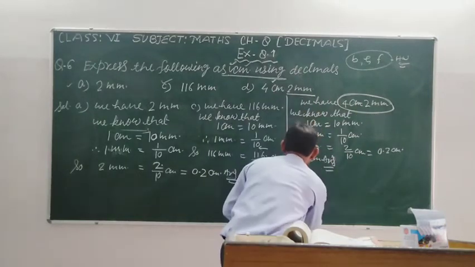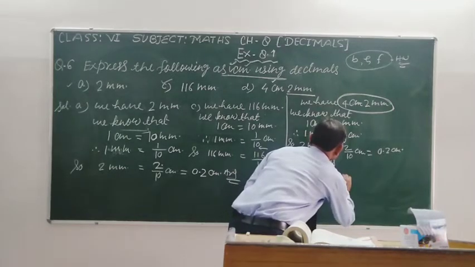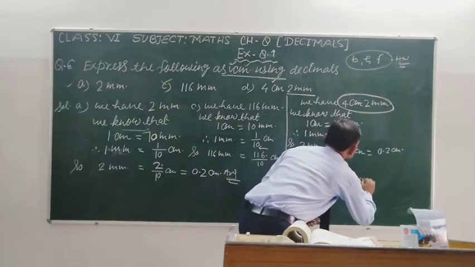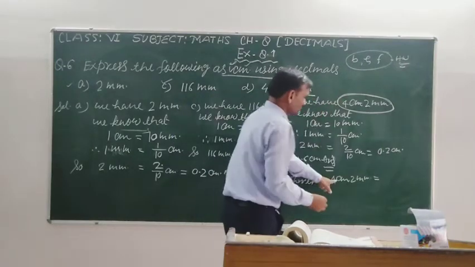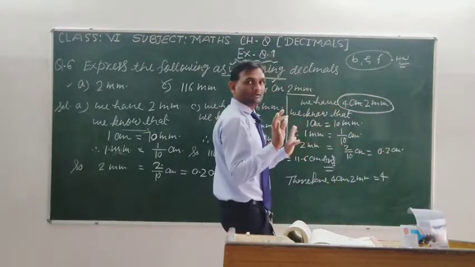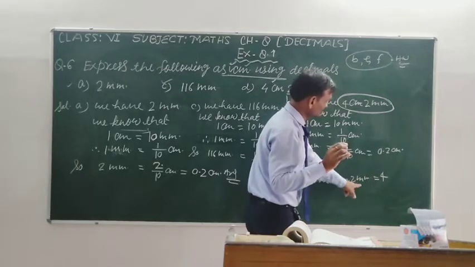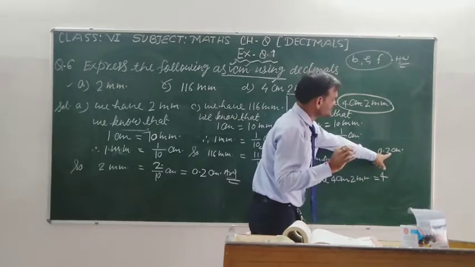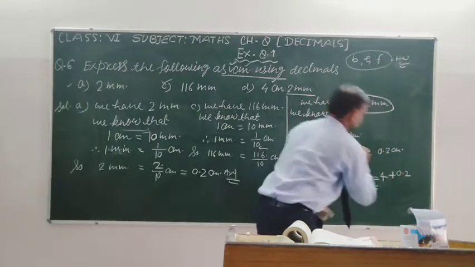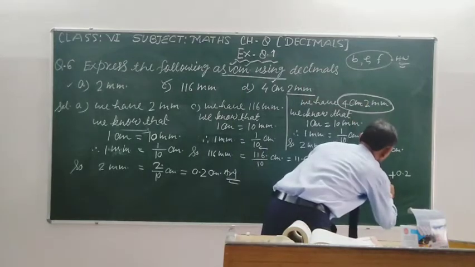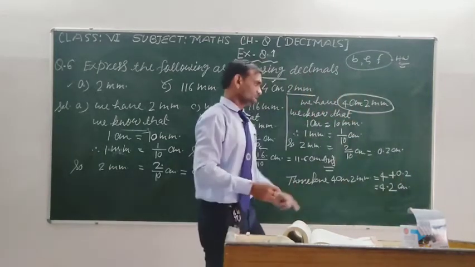So therefore in the last line you will write: therefore 4 centimeter 2 millimeter is equal to 4 centimeter is already given. Don't touch it, no need to change it. And the value of 2 millimeter in centimeter is 0.2. So we add 0.2 in 4. And then we get 4.2 centimeter. This is my answer.